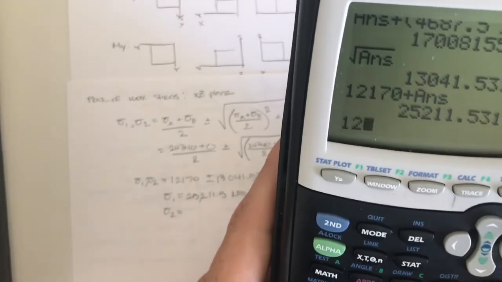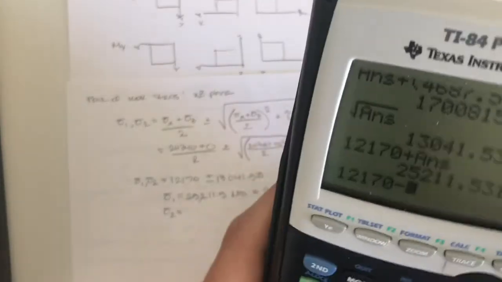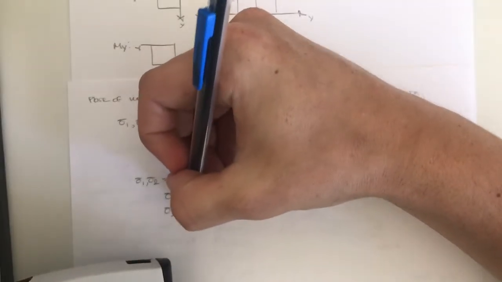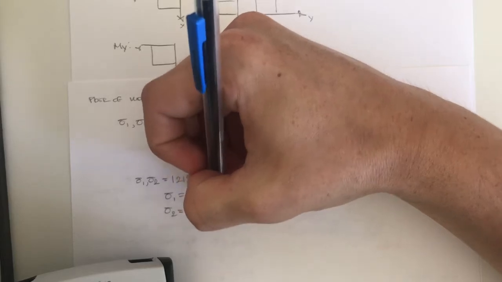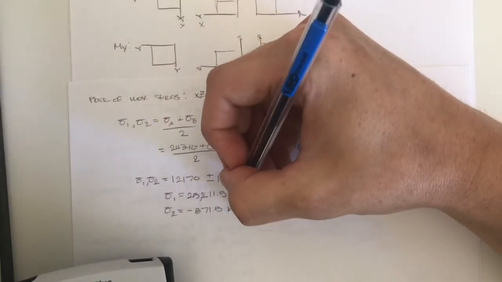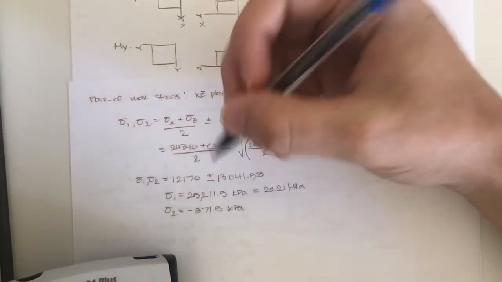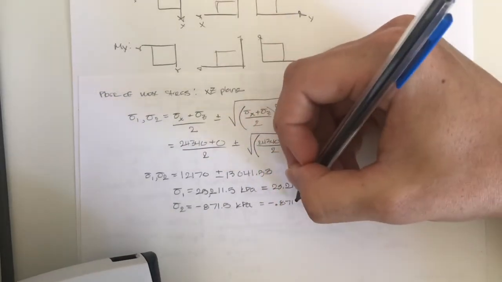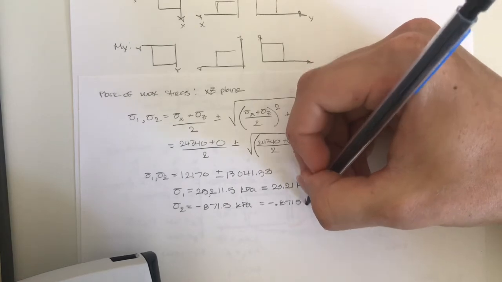For the second stress, I'm going to subtract this value minus this value. So 12,170 minus 13,041.53. That gives us a negative 871.5 kilopascals right here. It's equal to negative 0.8715 megapascals.